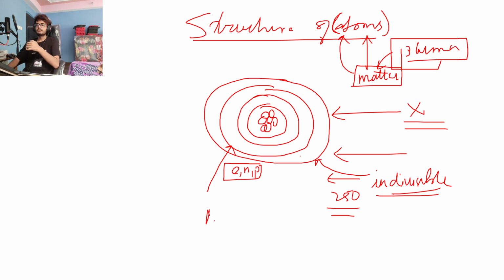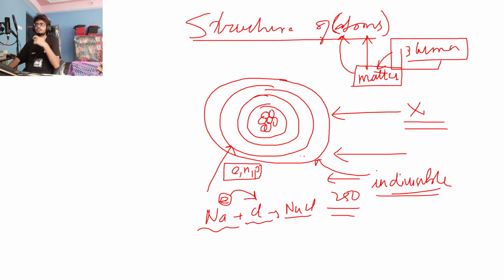So if I say sodium plus chlorine gives sodium chloride, I'm not considering just the one electron that sodium gives to chlorine in this reaction. I'm talking about the entire sodium atom taking part in a reaction with the entire chlorine atom.